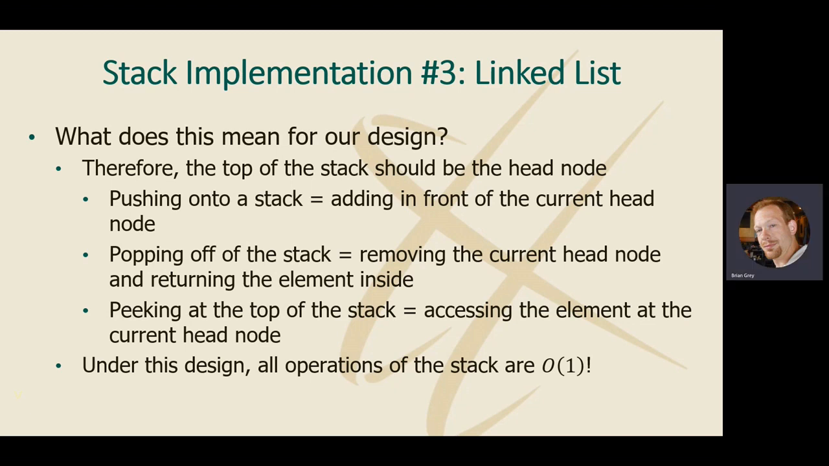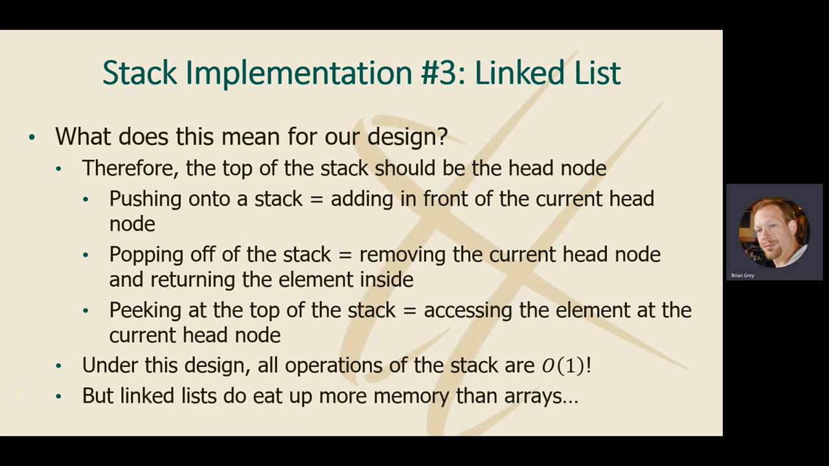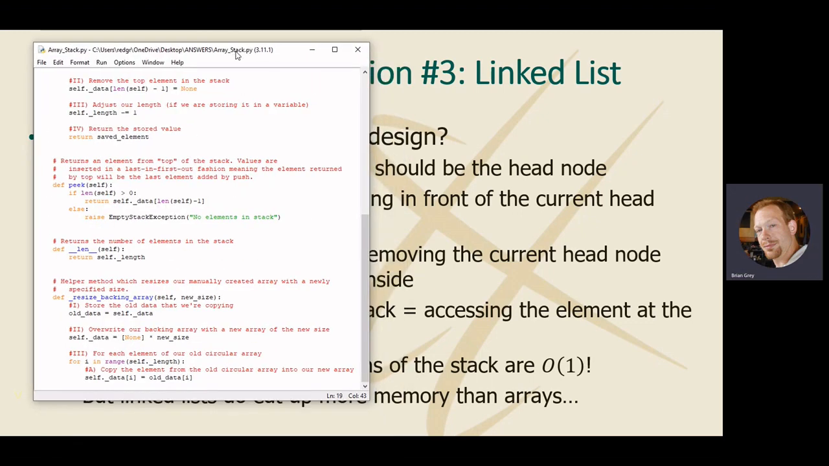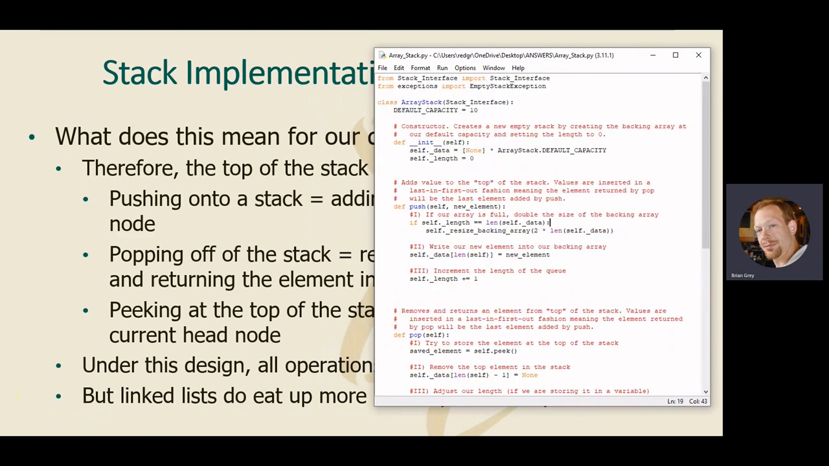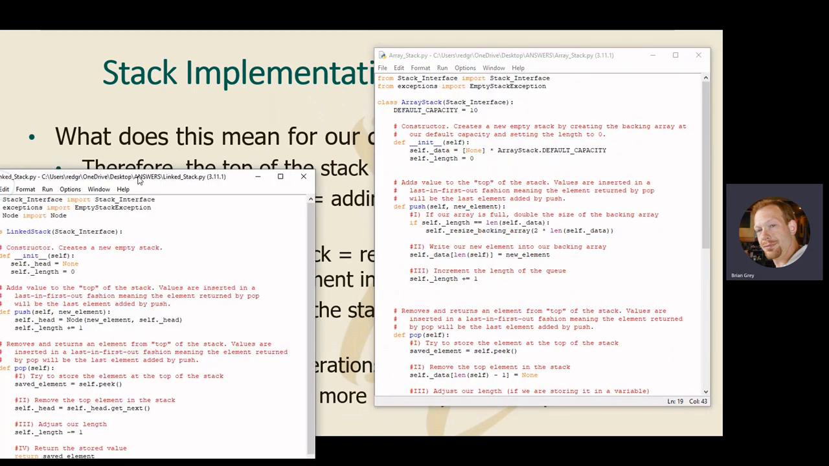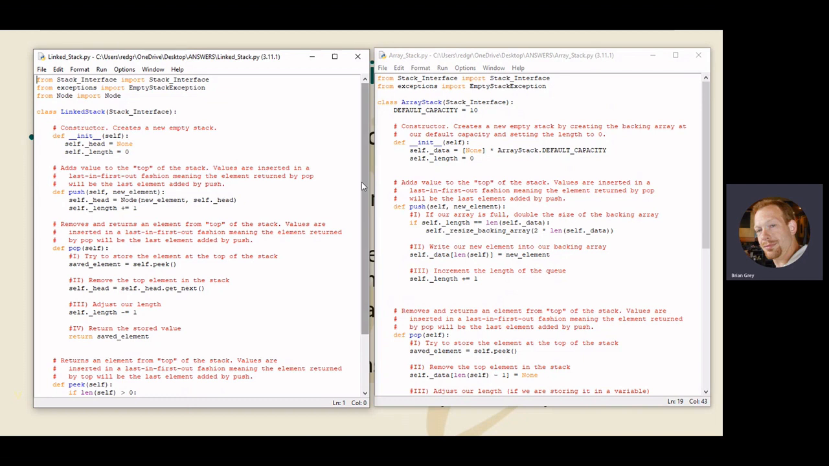The downside is you don't need contiguous memory, but linked lists do, in general, eat up more memory than an associated array. So let's take a look. We'll do the array, we'll put it on the right-hand side again, and now we'll do a linked list. Okay. So notice we now need to import our node because we're doing a linked list.